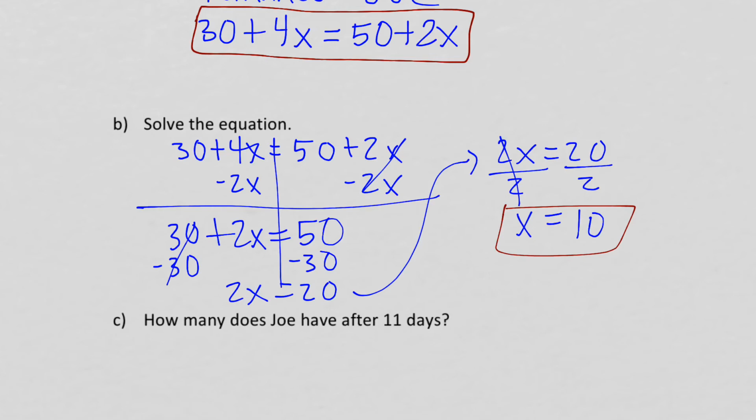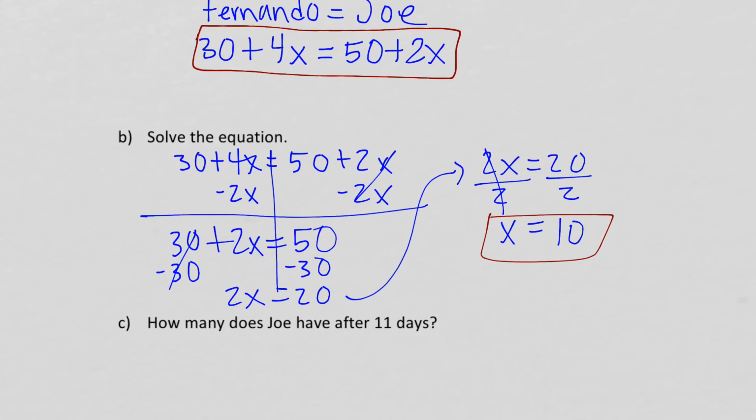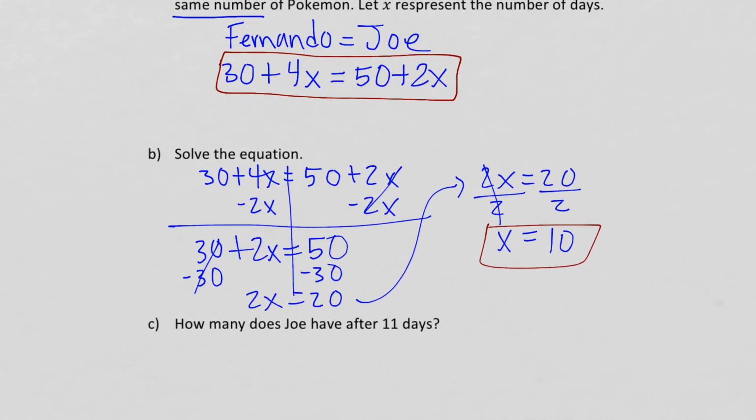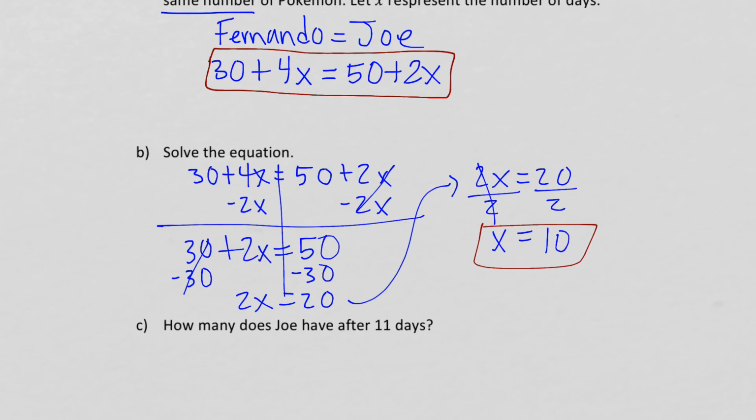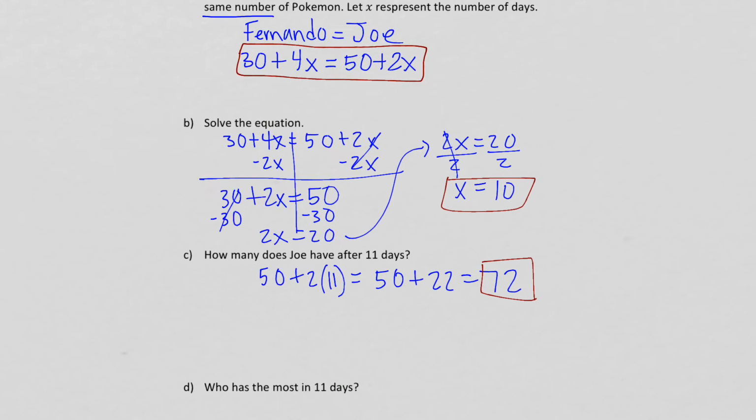That means that after 10 days, they both will have the same number of Pokemon. C, how many does Joe have after 11 days? So what you do is go back to your original equation, look at Joe's expression, and plug in 11. So for Joe, it's going to be 50 plus 2 times 11, which is 50 plus 22, which is 72. 72 Pokemon for Joe after 11 days.